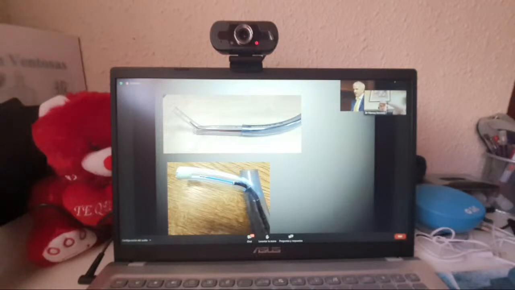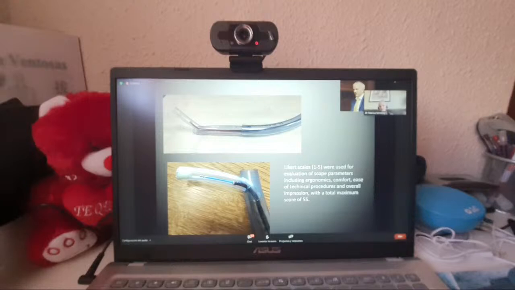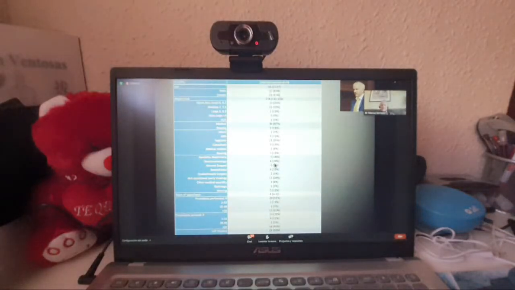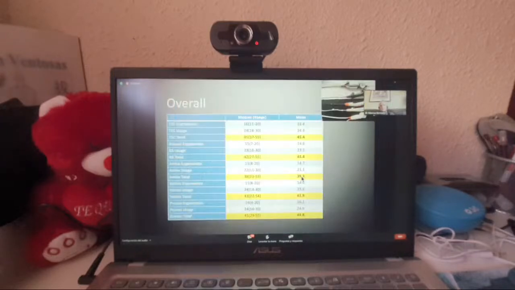Another test we did was a preclinical test, trying to navigate a scope down through this simple model and taking a biopsy. There was no suction with this, and no image was looked at. The people we tested just came in and tried to drive these 5 scopes down through this model and take a biopsy. We used Likert scales again to evaluate ergonomics, comfort, ease of technical procedures, and overall impression, with a total maximum score of 55. This table shows who we looked at: a lot of different healthcare providers, including anesthetists, respiratory docs, nurses, gastroenterologists, surgeons, and so forth.